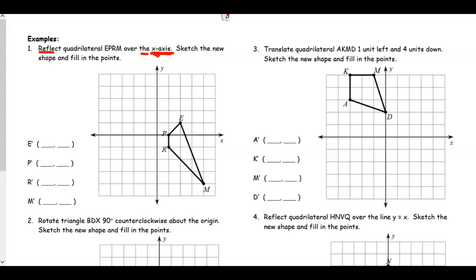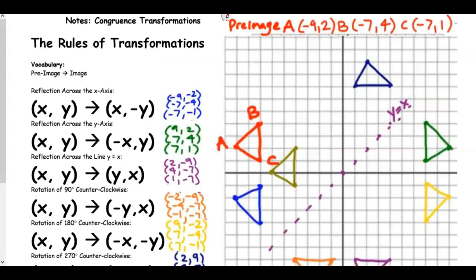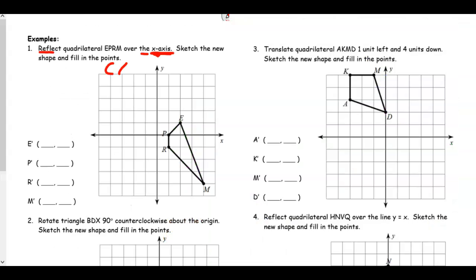So remember, there's 3 different reflections, but this is the x-axis one. So on the front side, reflecting across the x is my first rule. So you know what I'm going to do? I'm going to rewrite this rule on number 1. So let's write that. xy becomes x negative y. I got that rule from my notes on the front, right?